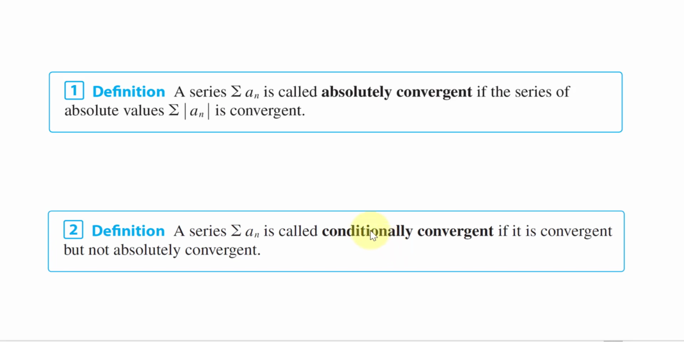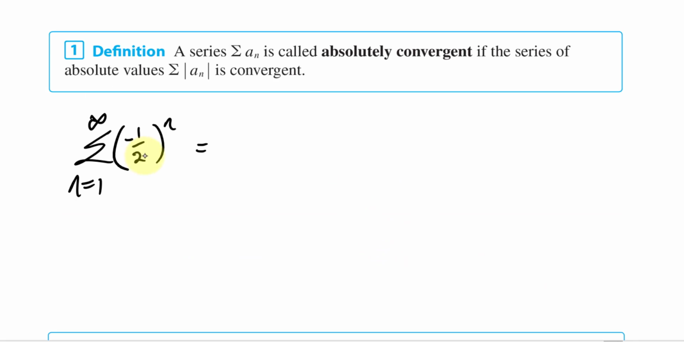Let's do some examples. Let's take a look at this guy. This guy is actually an alternating series, and it's a geometric series. Because it's a geometric series, you can actually tell exactly what it adds up to. Not only that it converges, but what it converges to. Let's do that first.